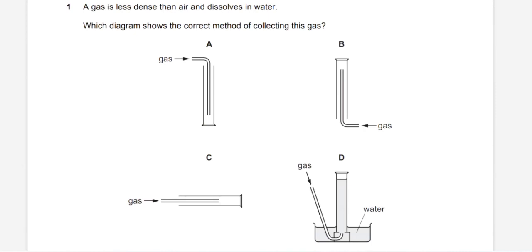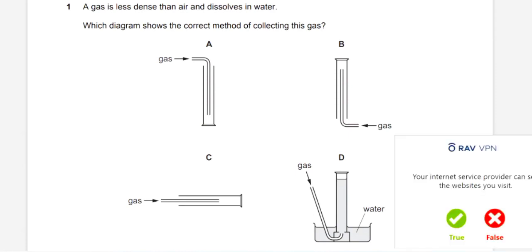A gas is less dense than air and soluble in water. It dissolves in water, so we cannot collect it by water displacement. But since it is less dense than air, it will move upward, so it will be collected by upward delivery.